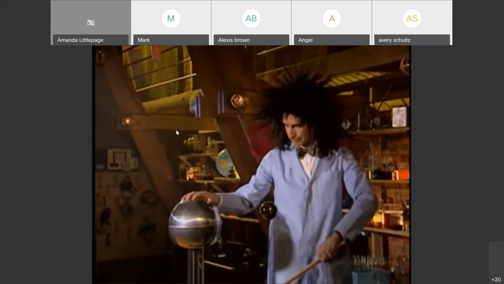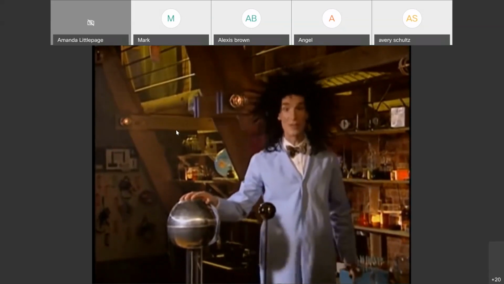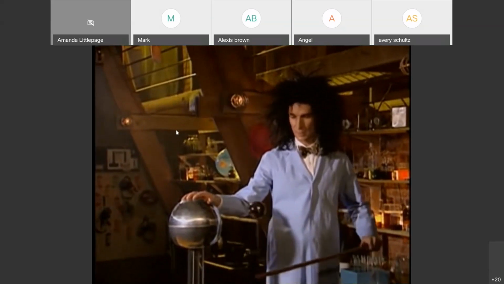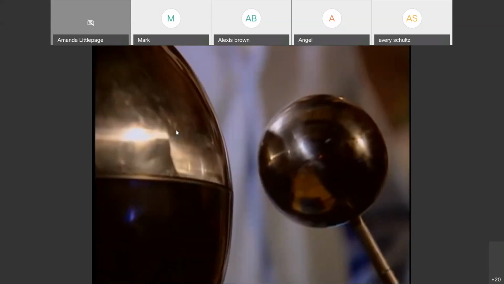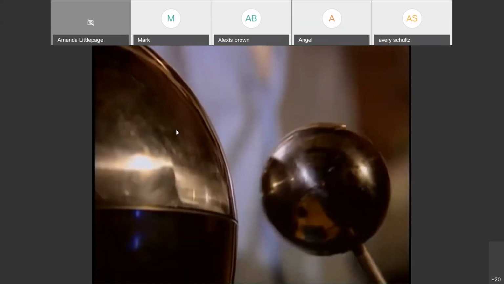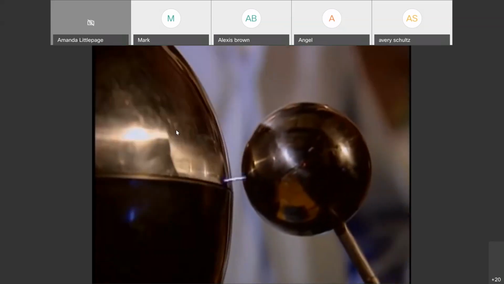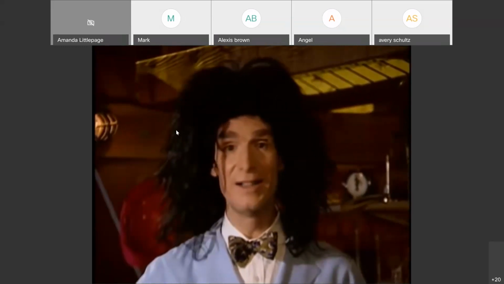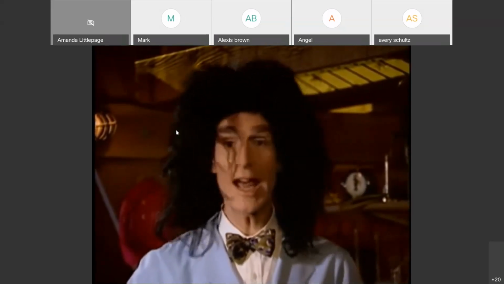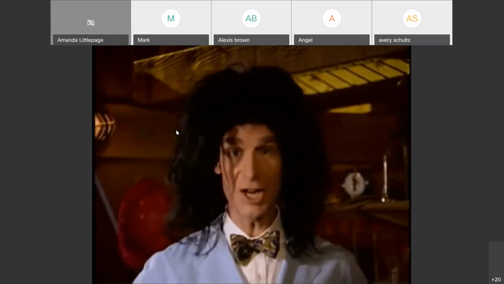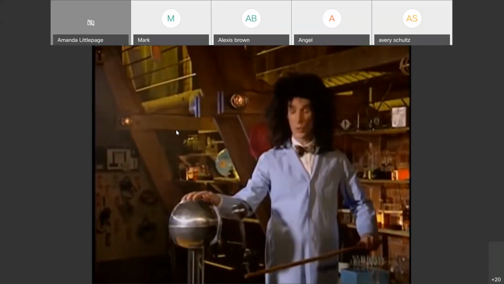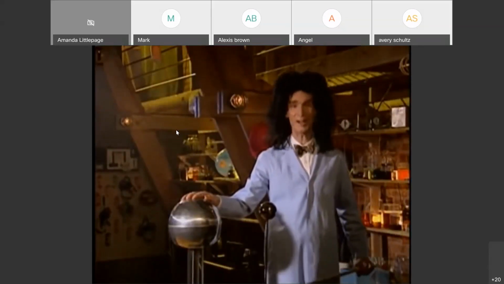Let's try it. Watch what happens when I bring this ball near this ball. See the spark? The charges jumped. The static electrical charges aren't static. No, they jumped. Static electricity. It rocks. See that? It sparked.